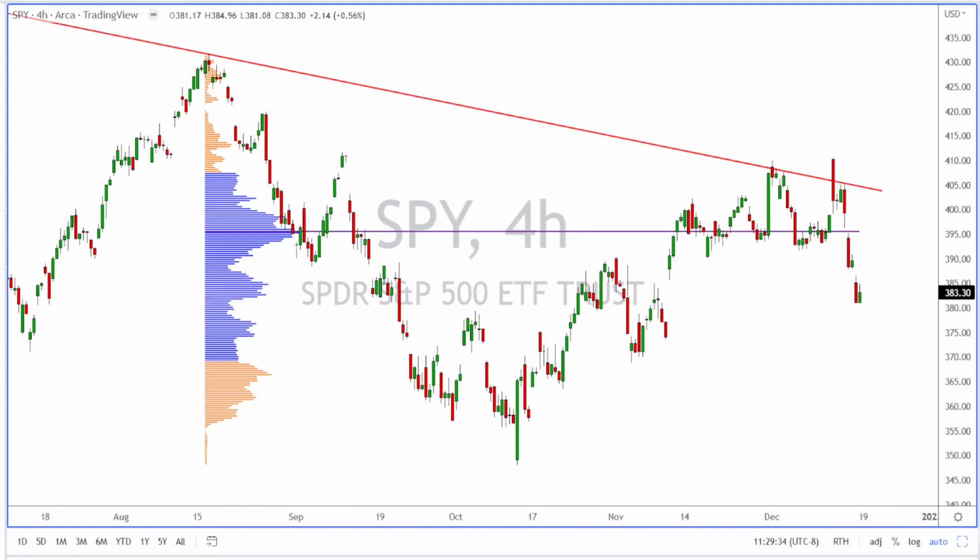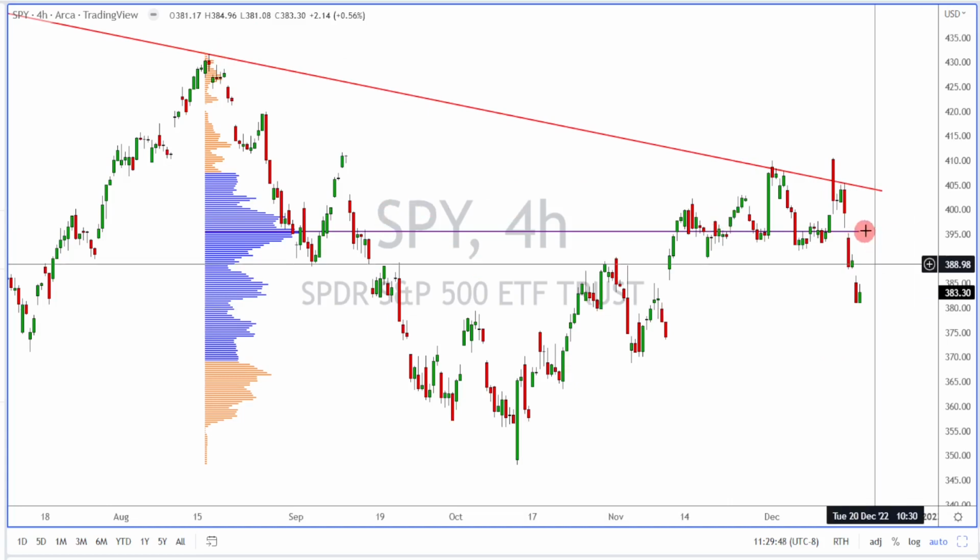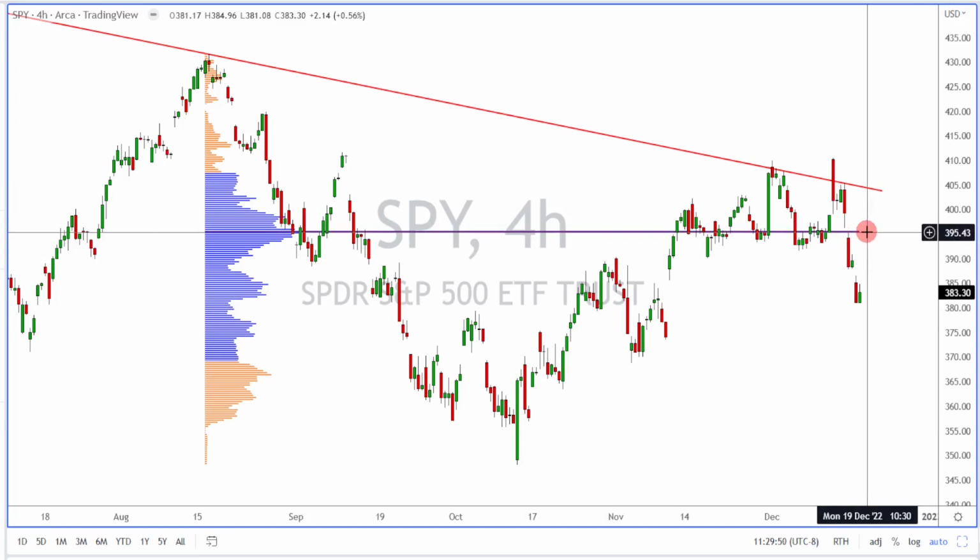And drilling down to the 4-hour chart here, we have this composite volume profile between the middle of August to the present here. And you see this is the composite point of control. That is the price level that has traded the most volume between this period, and it is near this 395.50 area.